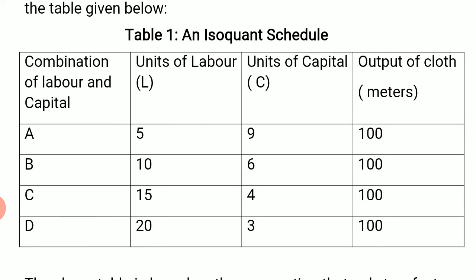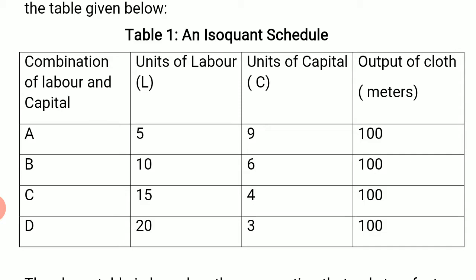Now look at this table. In this table we have taken four different combinations of labor and capital. In the first combination, that is combination A, the unit of labor is 5 and the unit of capital is 9 and the output is 100. Similarly in combination B, the unit of labor is 10, the unit of capital is 6, but the total output is 100. Again 100 meters of cloth.